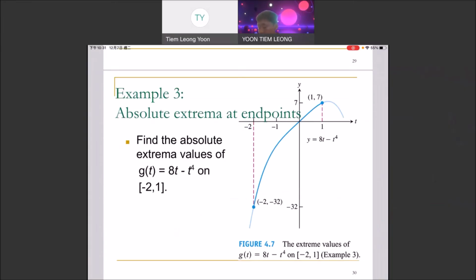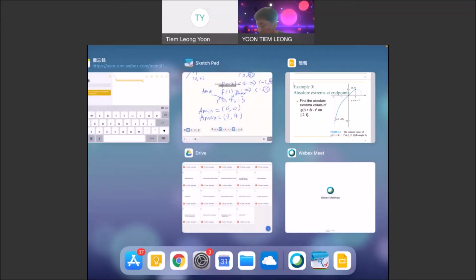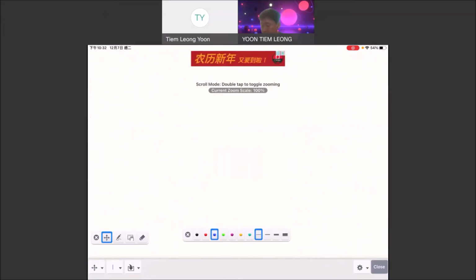Okay, so for these discussions, we will look at another example, which is as shown on the screen. In this case, you have a function g(t) = 8t - t^4, defined on the interval [-2, 1]. And you are asked to calculate the absolute maximum and absolute minimum using the procedure we just described earlier.